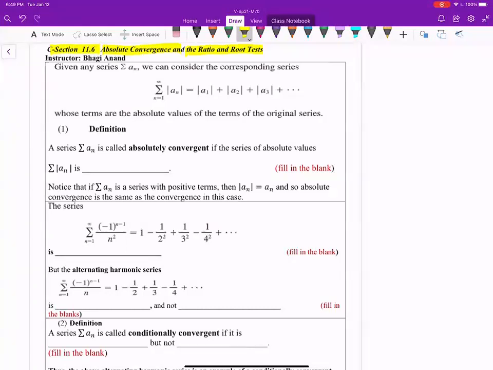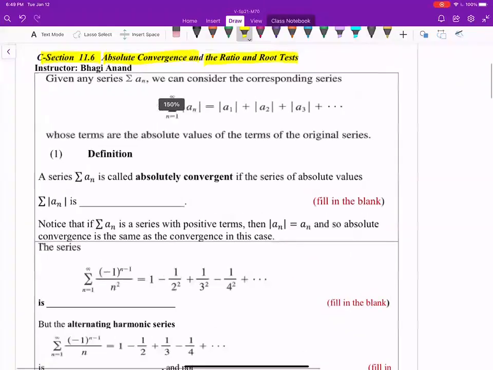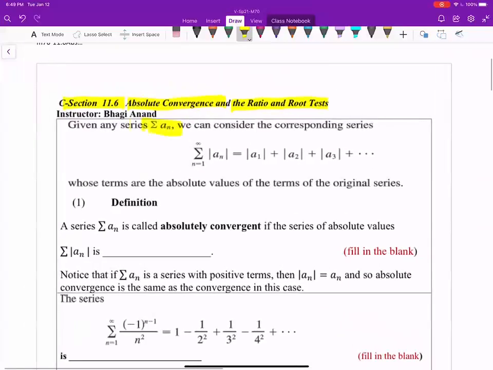So next along those lines, we are going to see when a series is said to be absolutely convergent, and what these ratio and root tests are. Given any series sigma a_n, we can consider the corresponding series by taking the absolute values of all the terms, meaning that you are making the series all positive terms. So absolute a1, absolute a2, absolute a3. You are taking absolute values of all the terms of the original series.